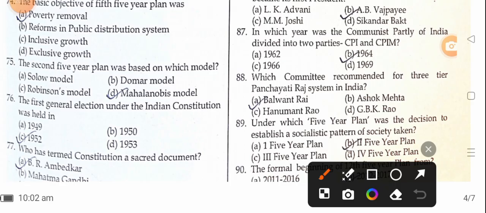The second five-year plan was based on which model? Mahalanobis model. Which committee recommended the three-tier Panchayati Raj system in India? Balwant Rai Mehta. The first general election under the Indian Constitution was held in 1952. Under which five-year plan was the decision to establish a socialistic pattern of society taken? Second five-year plan.